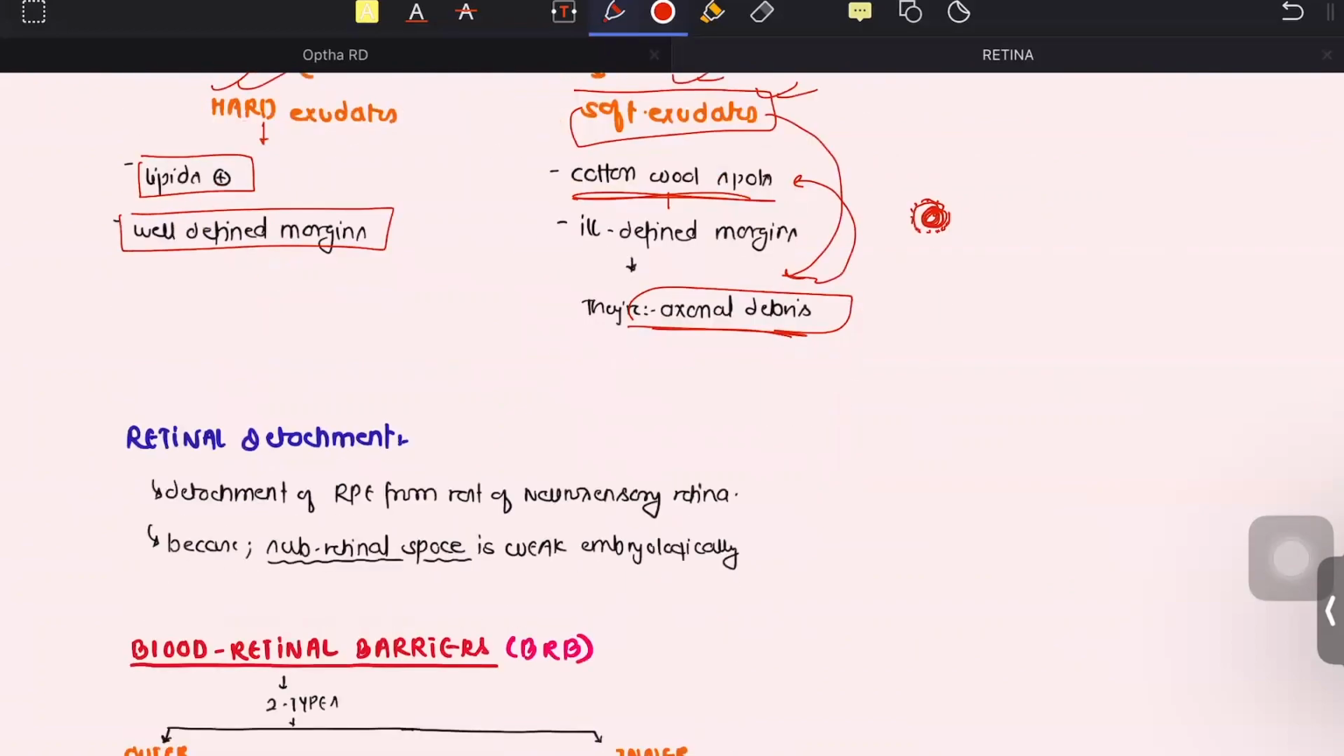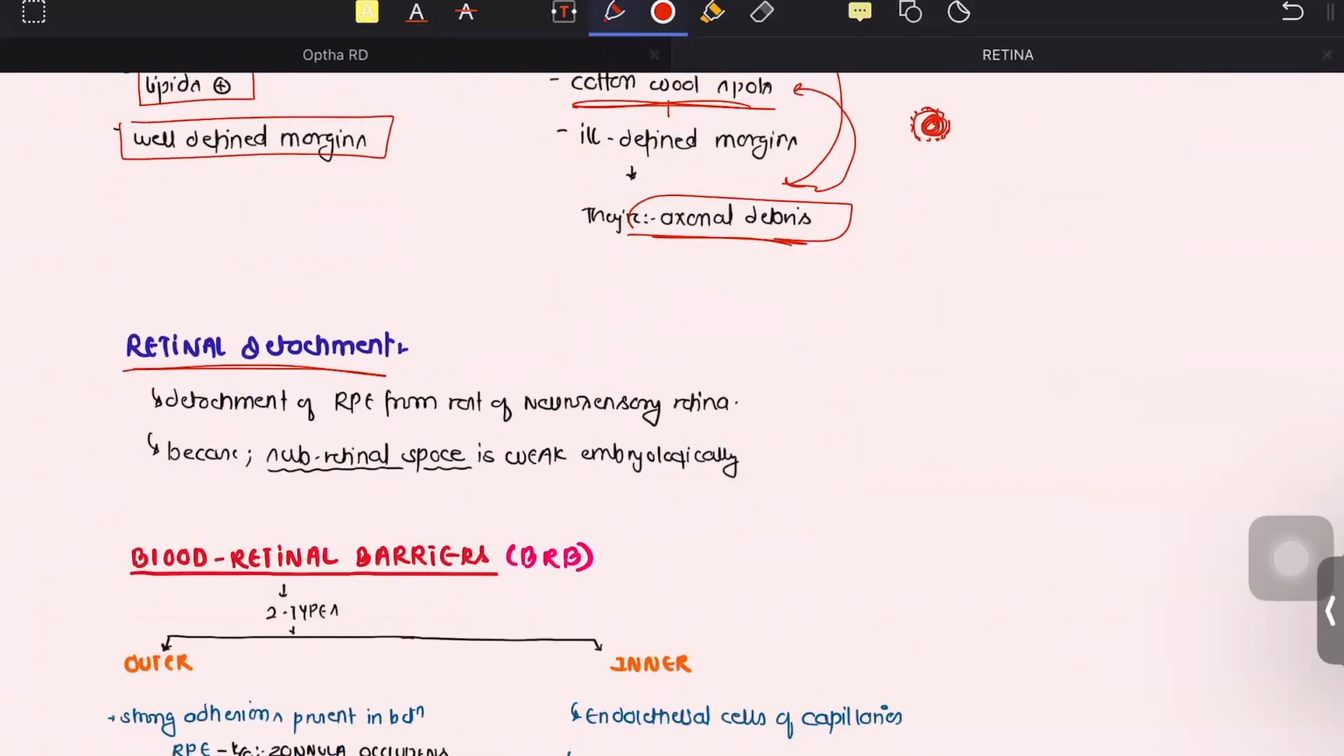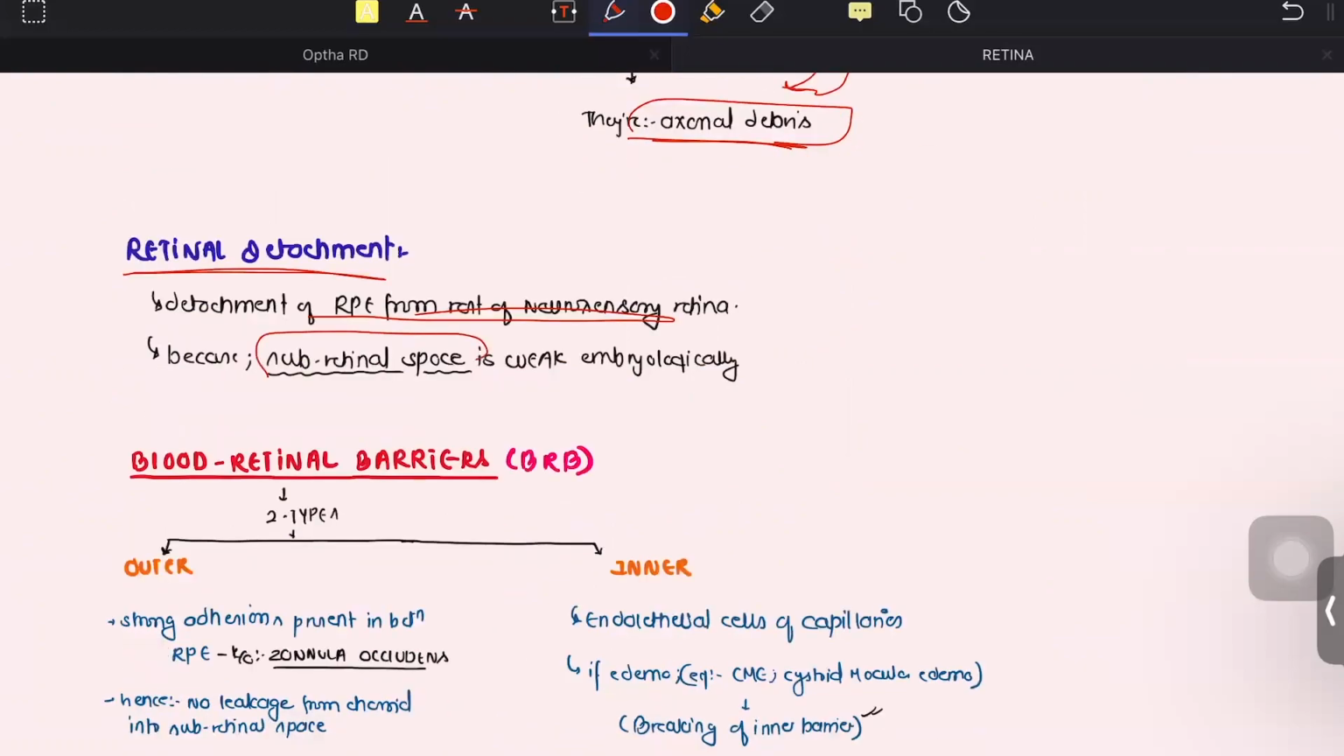As I've already mentioned, retinal detachment is the detachment of the retinal pigment epithelium from the rest of the neurosensory retina, because the subretinal space is embryologically very weak.